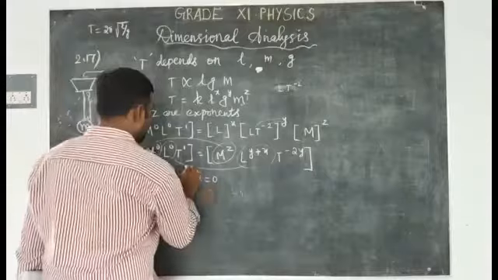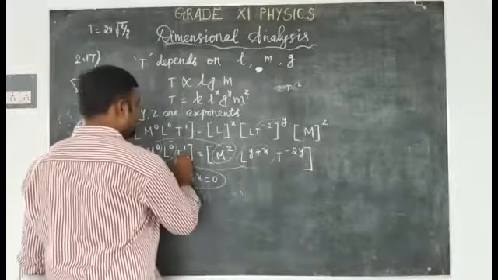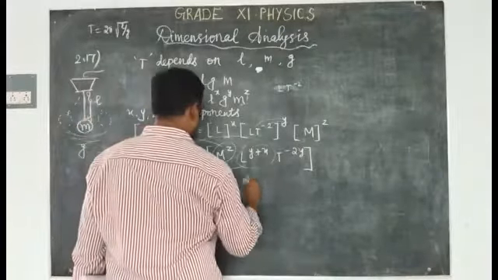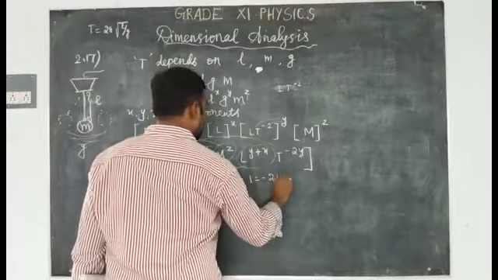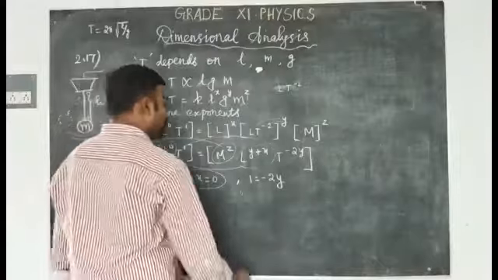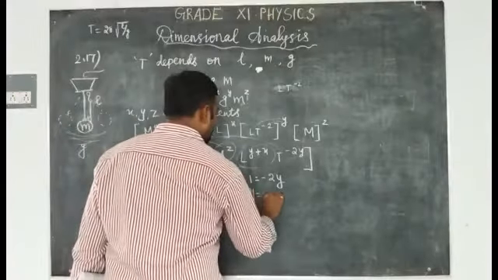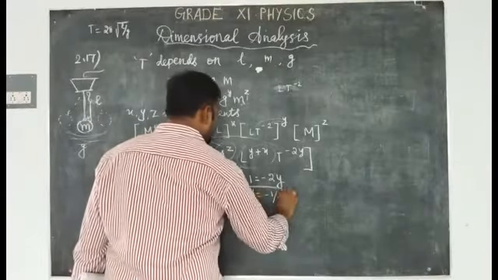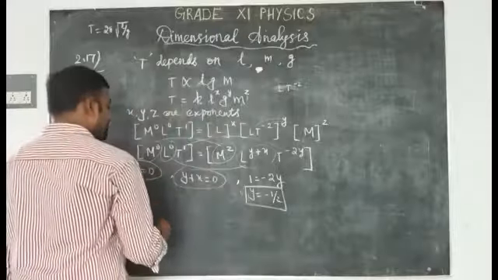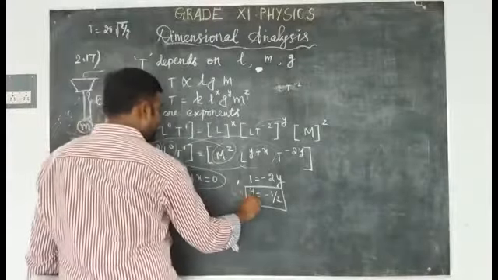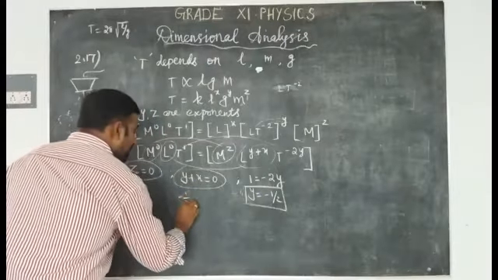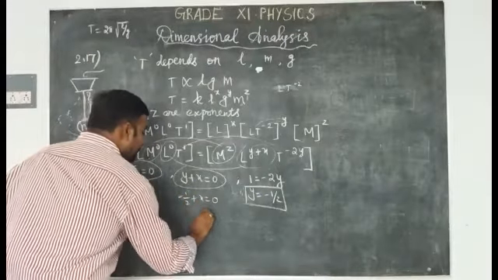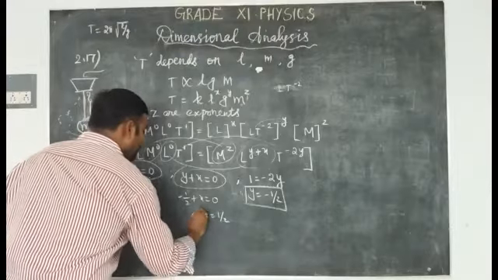And then compare time. Comparing time, 1 is equal to -2y. Therefore y is equal to -1/2. Now we know the value of z and the value of y. Substituting this value of y here, we get -1/2 plus x is equal to 0. Therefore x is equal to 1/2.